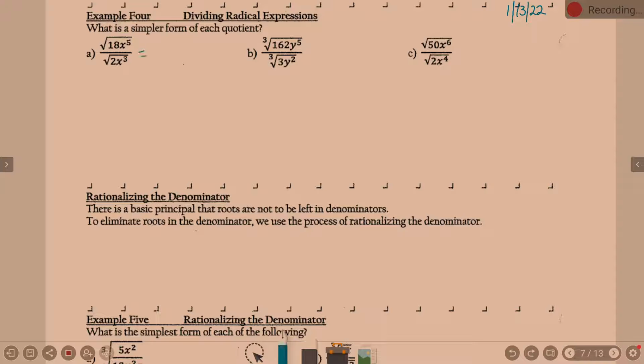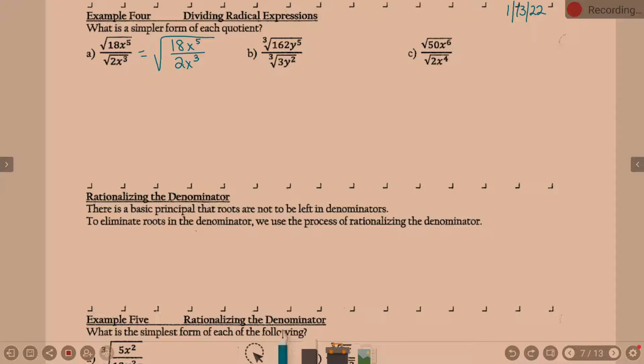And so you can even think of this, if you want, as one big square root, where it's the square root of the fraction of 18x to the fifth over 2x to the third. So when you have a square root divided by a square root, you can make it one big square root. Kind of like what we did with multiplying.